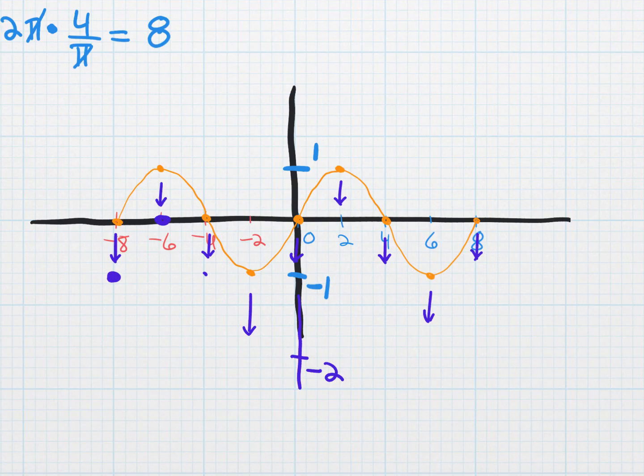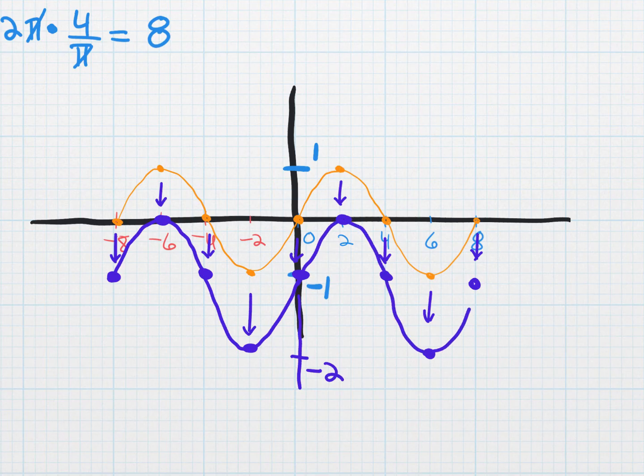When you move everything down, it's going to look something like this. These are where the points are going to end up. So something like that, right? And then you can connect the dots. And then it's going to look something like that. And then we know that on either side, it's just going to continue forever and ever. So it's just going to look something like that.